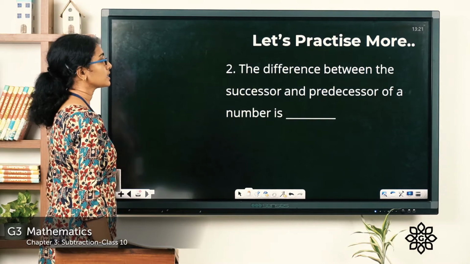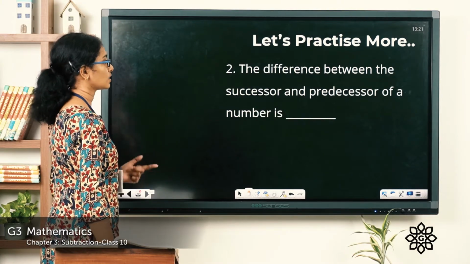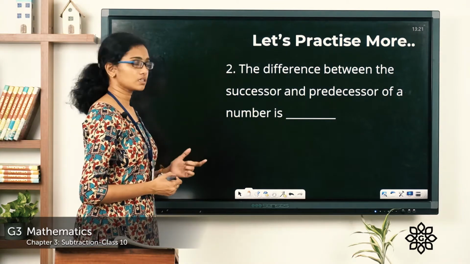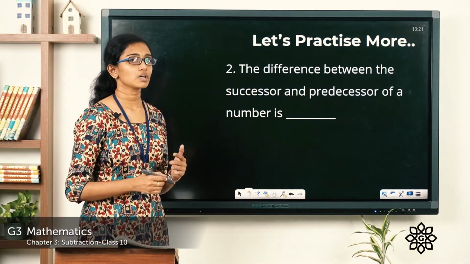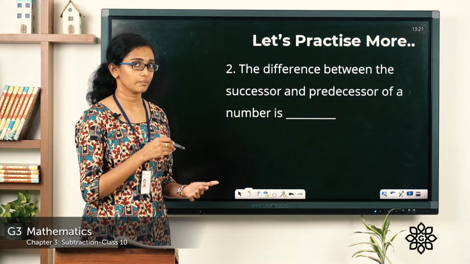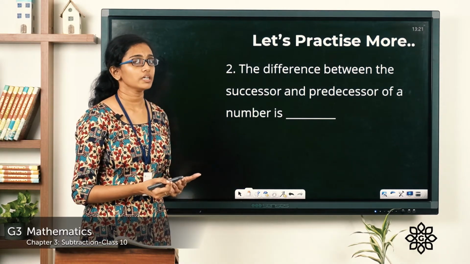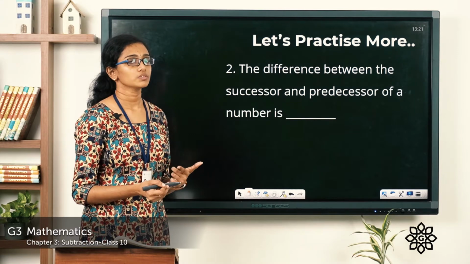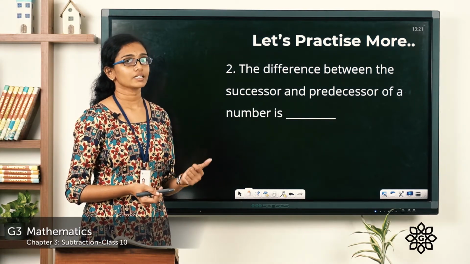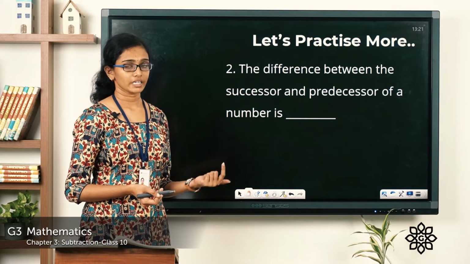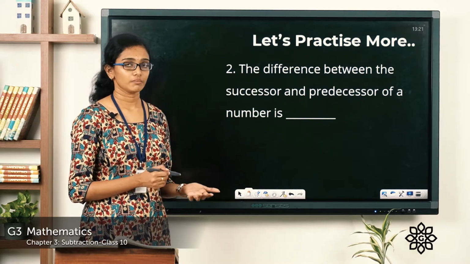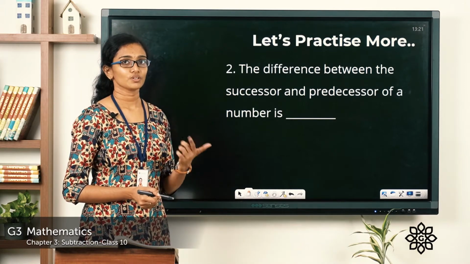The difference between the successor and predecessor of a number is. So, what is successor of a number? Successor means a number that comes right after a given number. So, if you are given the number 3, what is the successor of 3? It will be 3 plus 1 is equal to 4. And predecessor means the number that comes right before a given number. So, if 3 is given, what is the predecessor? It is 3 minus 1 which is equal to 2.